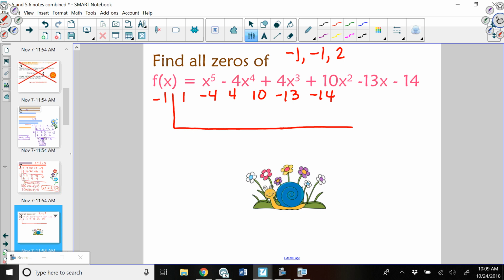All right, so I'm going to just go with -1 to start with. And we'll do our synthetic. So multiply, get -1, add, -5. Multiply gives me a +5. Add 9. Multiply, -9. Add 1. Multiply, -1. Add, -14. Multiply 14, add 0.